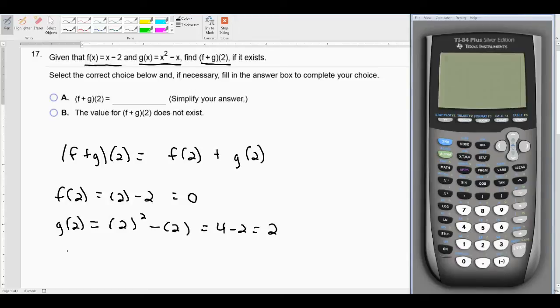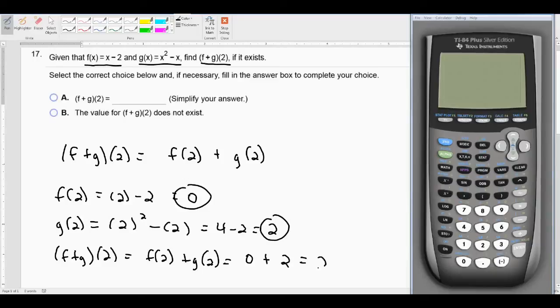So, the answer for f plus g of 2 is found by taking f of 2 plus g of 2 and adding those two values. So 0 plus 2, you have that answer, is 2.